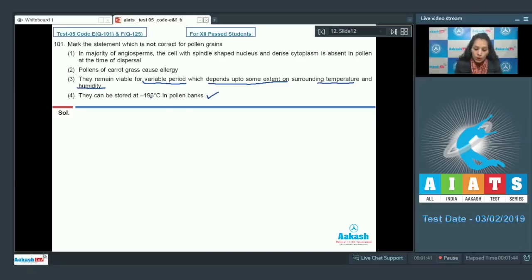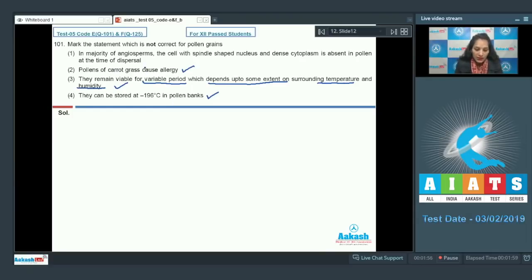It is also true. Second, pollens of carrot grass cause allergy. This is also true. Carrot grass is Parthenium. Parthenium is a weed and the pollen grains of Parthenium can cause allergy.